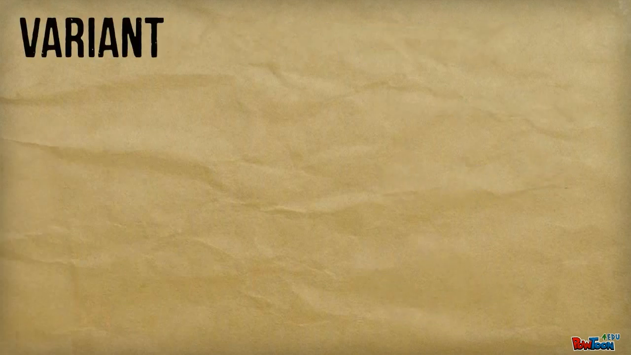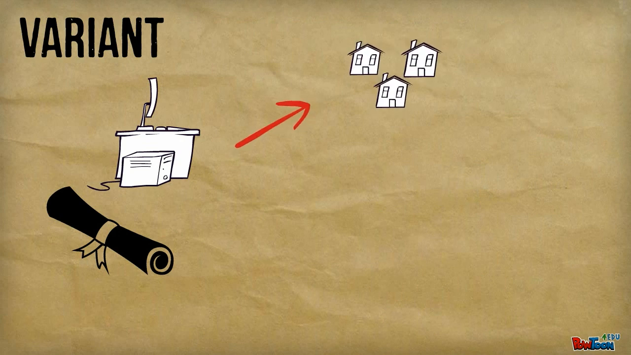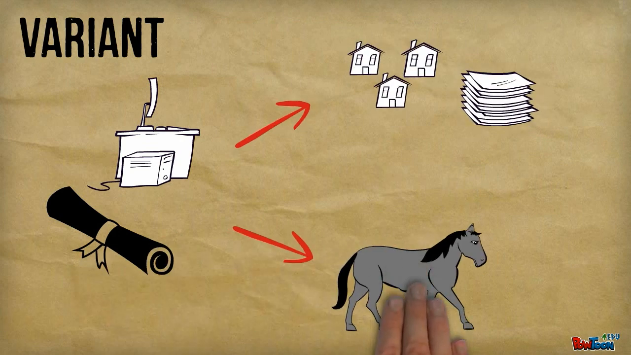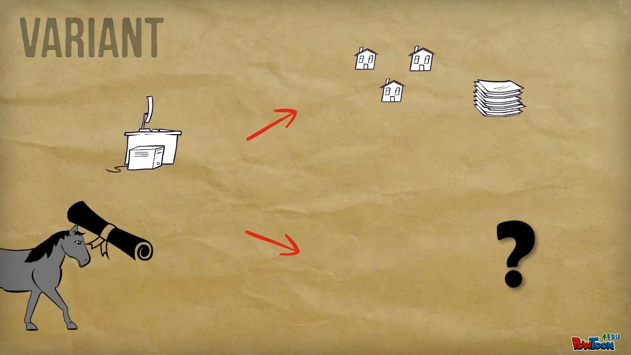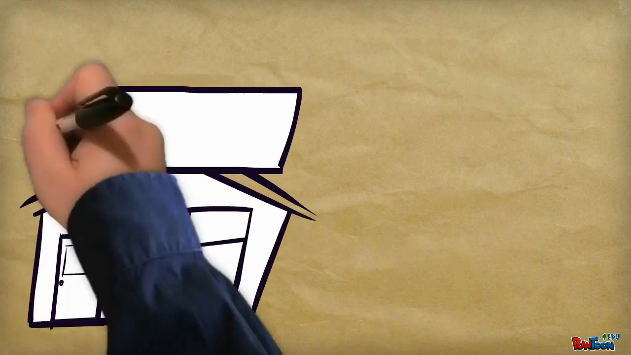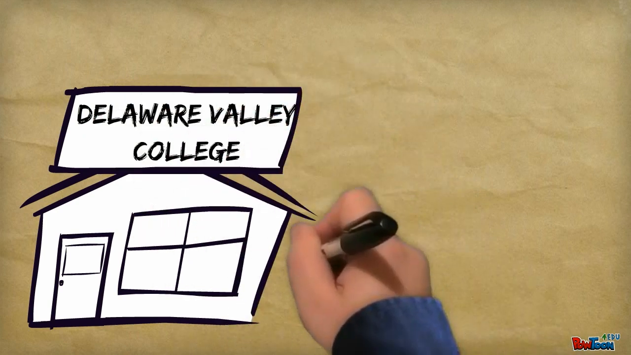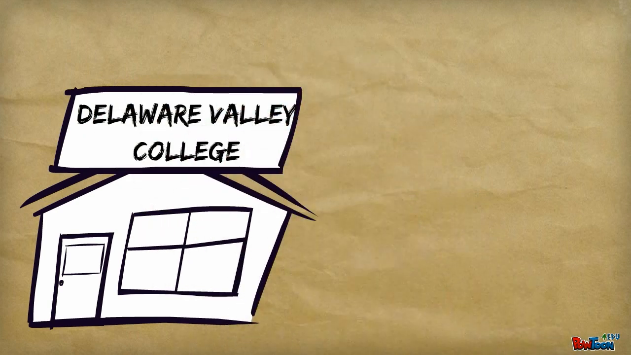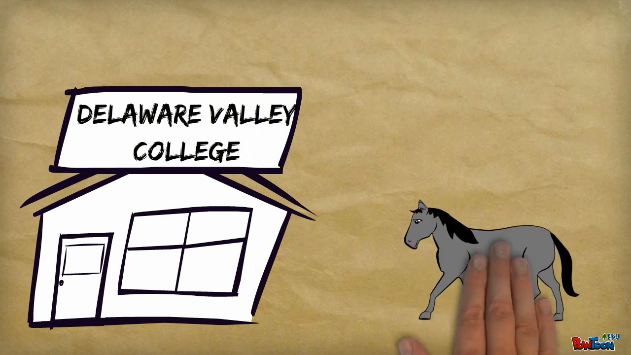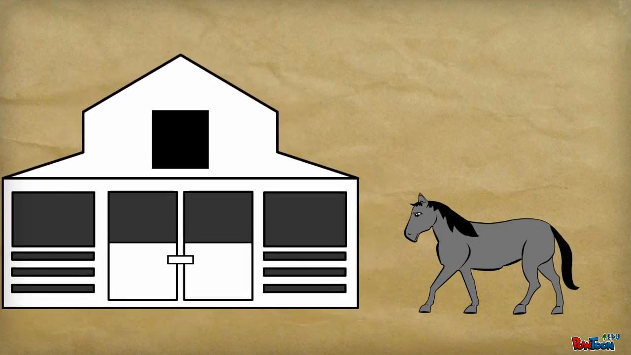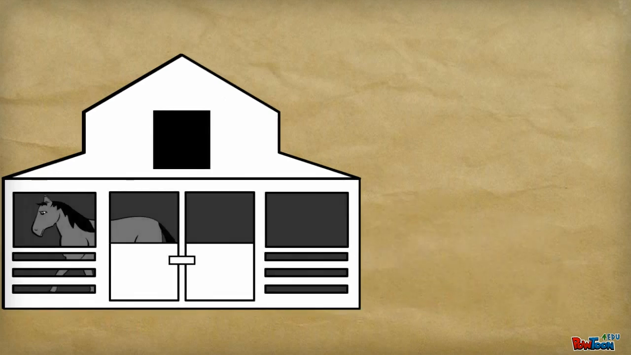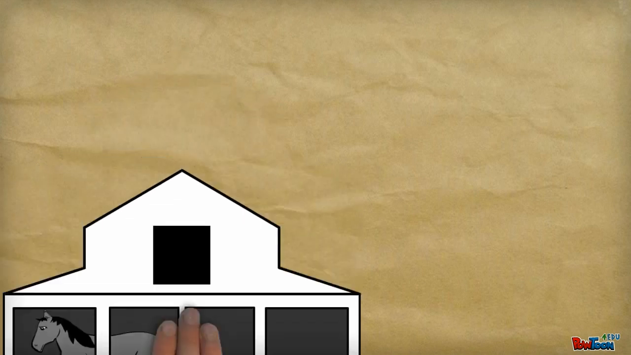A variant is an element of the customer benefit package that is not normal. It is an offering that departs from what would be normal in that business. For example, Delaware Valley College here in Pennsylvania, in addition to being a college, at one time offered that if you were part of their equestrian program, you could board your horse on the site. So horse boarding would be considered a kind of variant for a college or university.